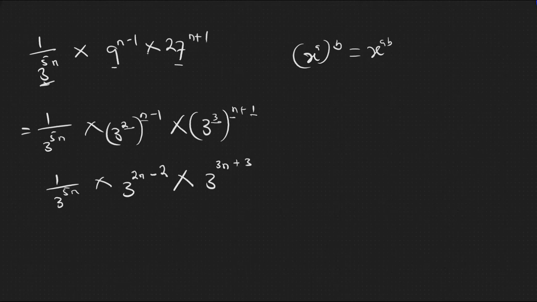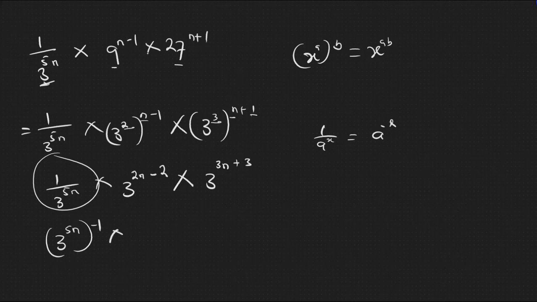So now this one here is in the form 1 all over a to the power x, and we can make it a raised to the power minus x. So in that case, we'll have 3 to the power of 5n raised to the power minus 1, right? This reciprocal will turn it to be minus 1 times 3 to the power of 2n minus 2 times 3 to the power of 3n plus 3.